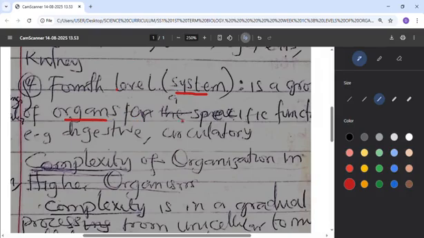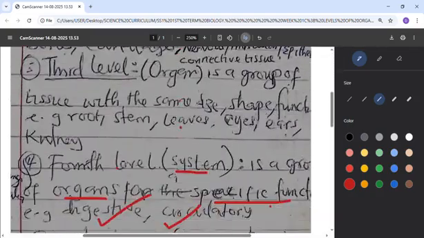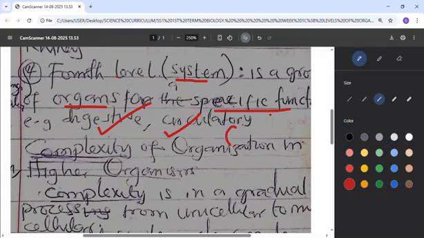So groups of organ for a specific function, that means they are doing a specific function, like the digestive system, the circulatory system, the excretory system. So all of these are higher level. Remember, I said they are moving from the lowest level, the cell, followed by the tissue, the organ, and finally the system. So if you want to remember these things we have mentioned, the cell, the tissue, organ, and the system, just say CTOS. That's CTOS. These are the levels of organization of life: cell, tissue, organ, system.